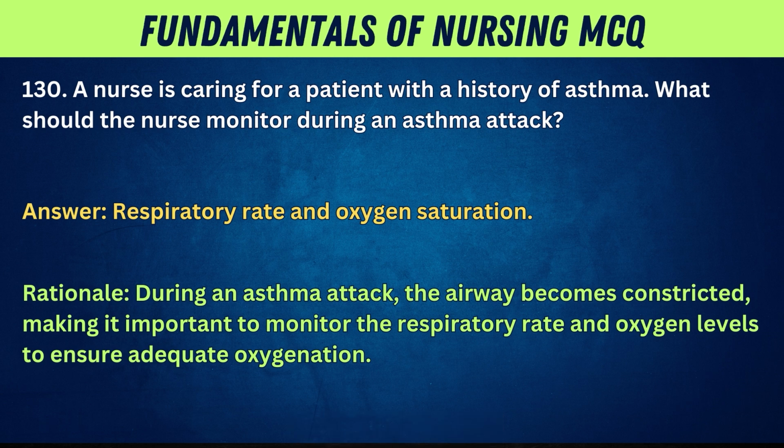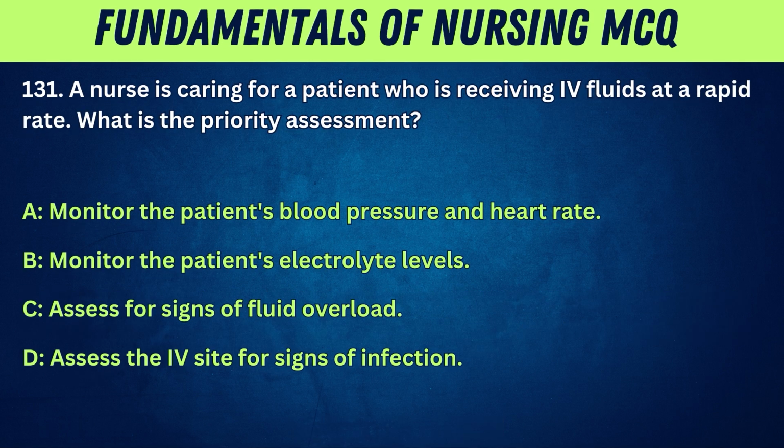to ensure adequate oxygenation. 131. A nurse is caring for a patient who is receiving IV fluids at a rapid rate. What is the priority assessment? A. Monitor the patient's blood pressure and heart rate. B. Monitor the patient's electrolyte levels. C. Assess for signs of fluid overload. D.